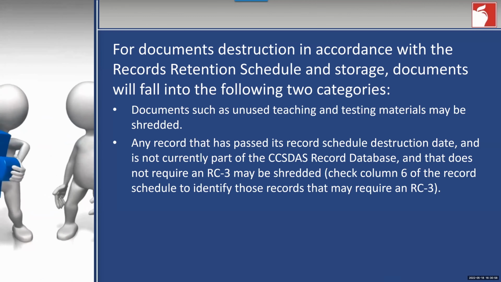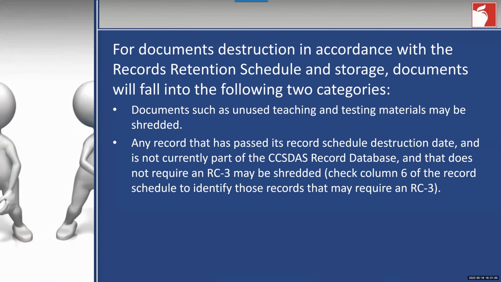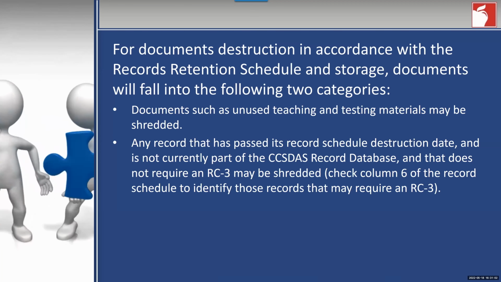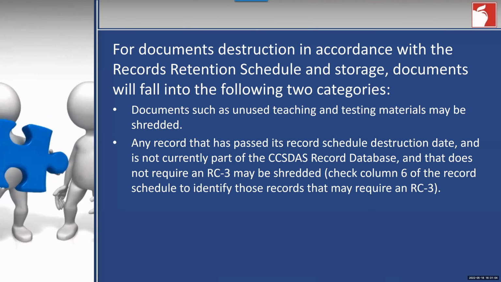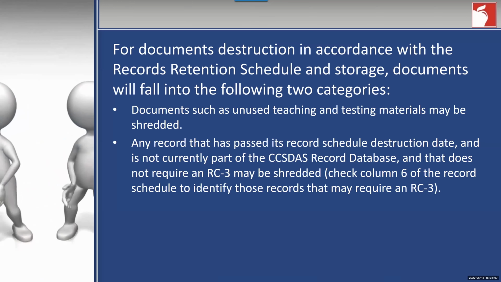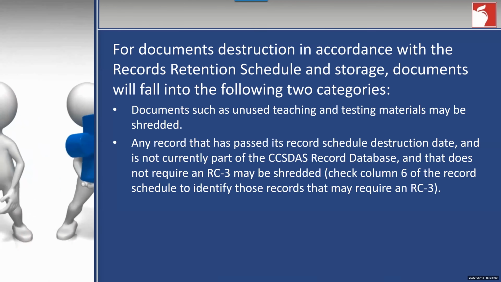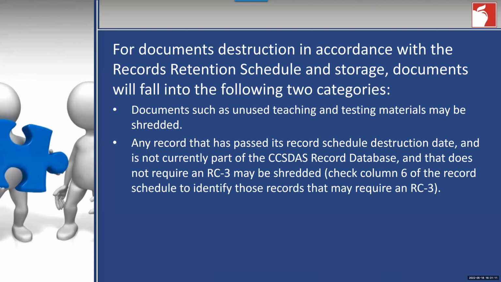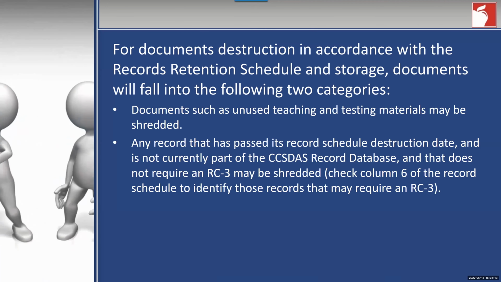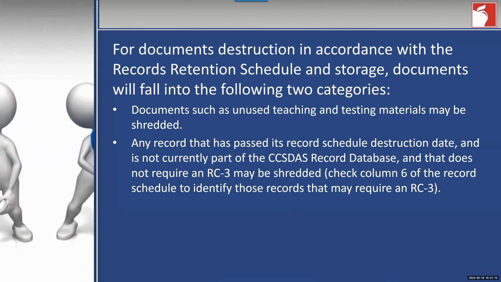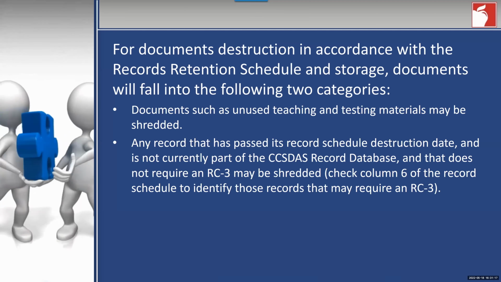Now, as you're doing this, Wanda talked about earlier, be sure to check that column 6 on the RC2. It may require that you need to do what's referred to as an RC3. That's where Wanda spoke about how it had to be reviewed before it gets destroyed, and that requires a few extra signatures to make that happen.